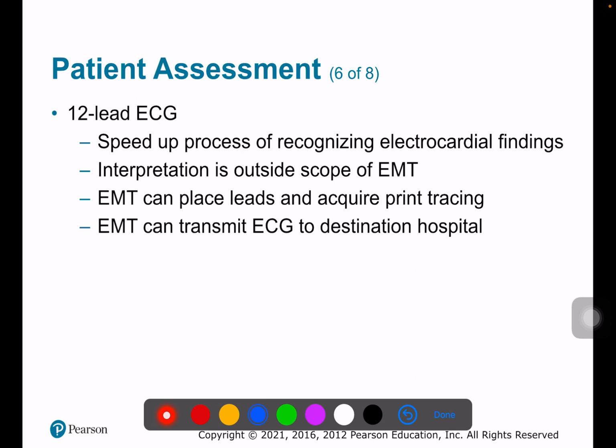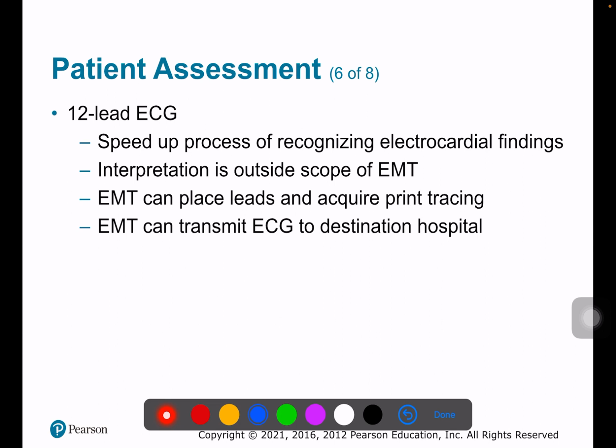Interpretation is outside your scope as an EMT. So you literally cannot document that you interpreted it, but you can document that you took a 12 lead for a paramedic or a doctor's interpretation. Again, I'm a huge advocate for EMTs getting 12 leads. If you don't have a paramedic on scene with you, get the 12 lead EKG so the hospital has something in their hand to compare it to when they do their own, because time is of the essence.